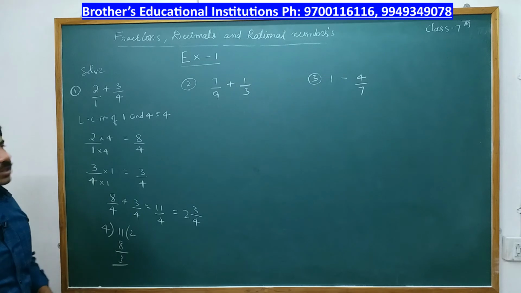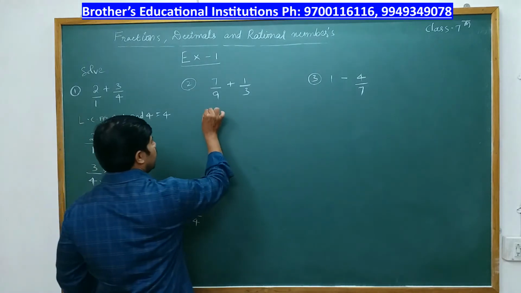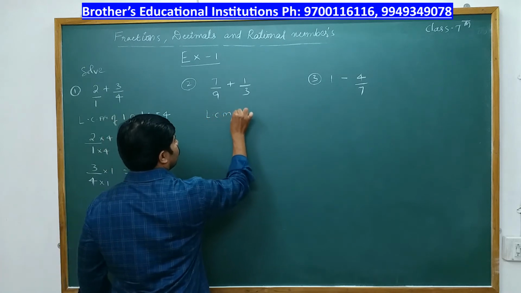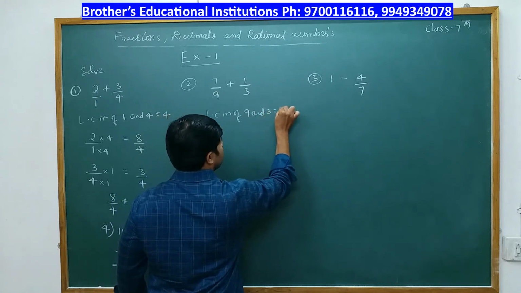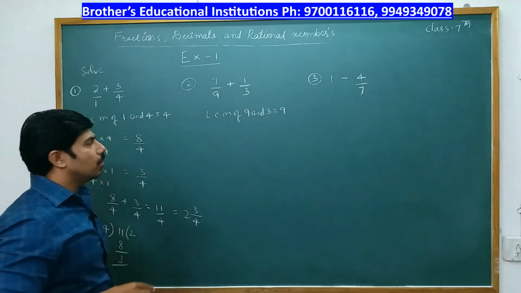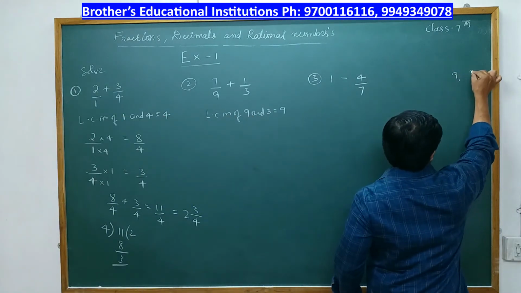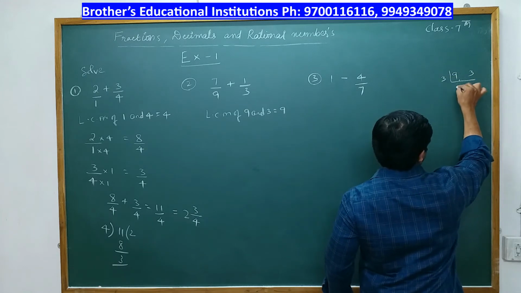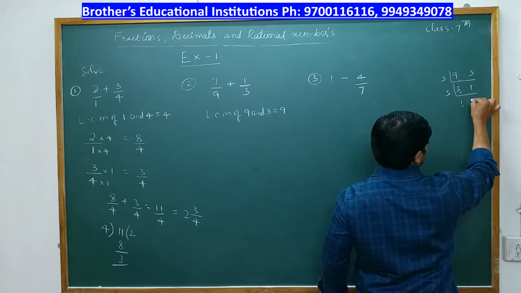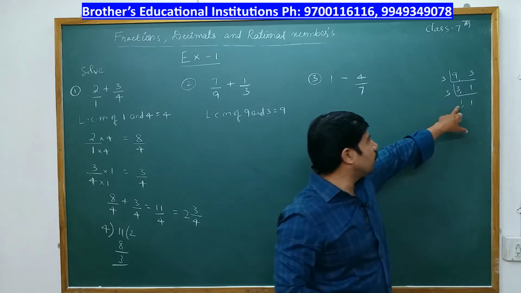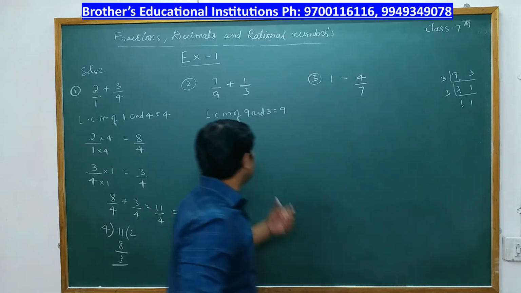Now we'll go to the next problem. It is 7 by 9 plus 1 by 3. So we take LCM of 9 and 3. So LCM of 9 and 3 is 9. So how to take LCM of 9 and 3? You take 3, 3 3s are 9, 3 1s are 3. Again we will take 3, 3 1s are 3 and 1 you have to bring down. As we have 1 1, we have to stop here. So 3 3s are how much we are getting? 9. So the LCM is 9.